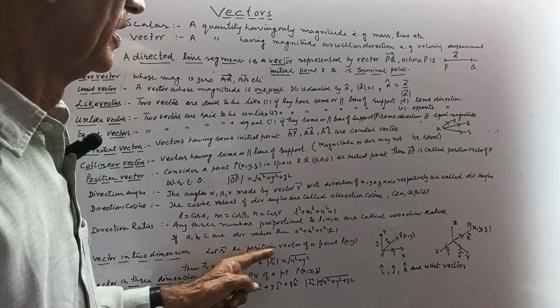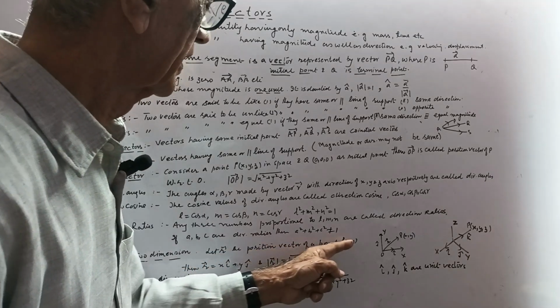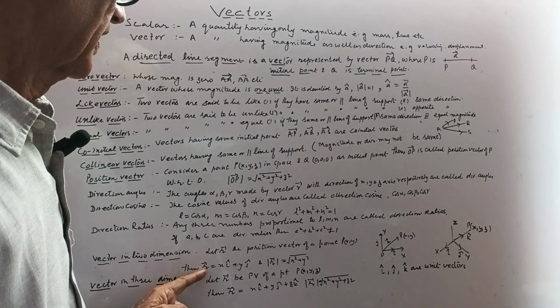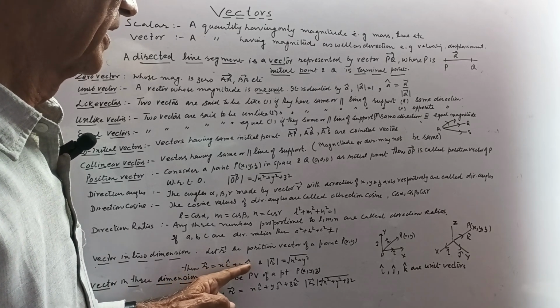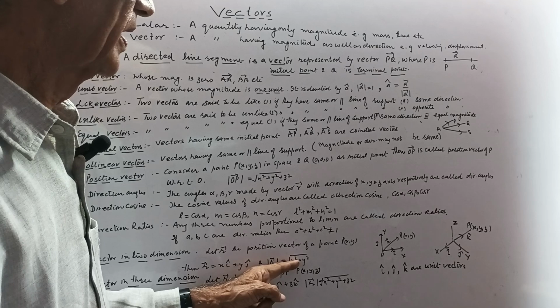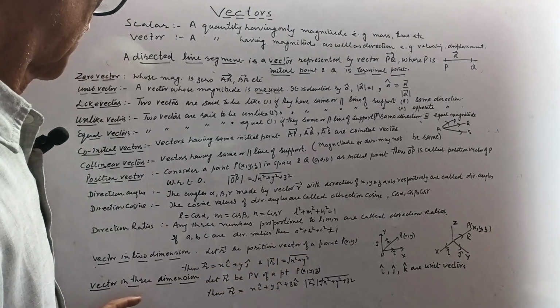Vector in two dimensions. Let R vector be the position vector of a point P (X, Y). Then R vector can be expressed as X I cap plus Y J cap. R vector mod is equal to the square root of X square plus Y square.